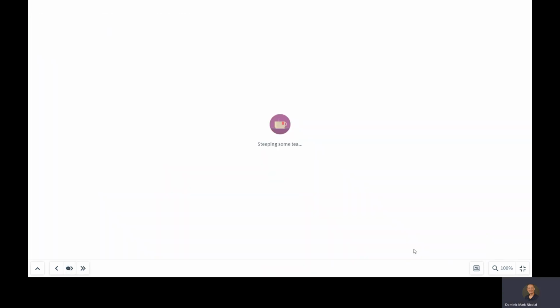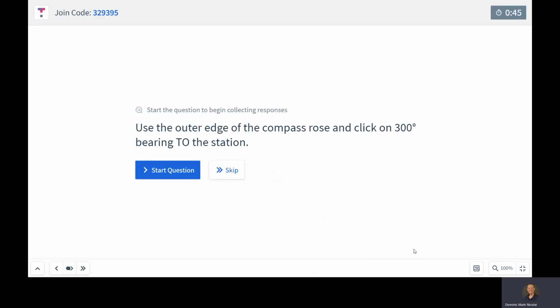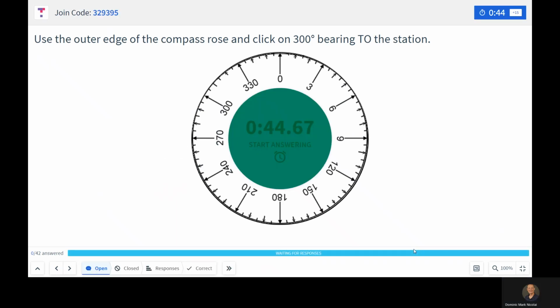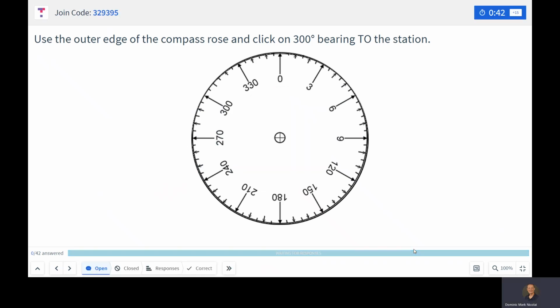Let's try some top hat questions, see if you understand that one. Okay, use the outer edge of the compass rose. Click on the 300 degree bearing to the station. So where would I be if I'm facing 300 degrees and going to the station?